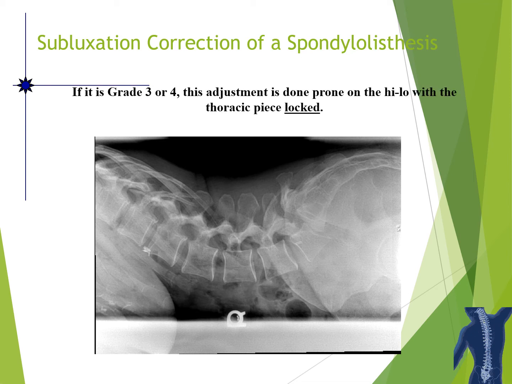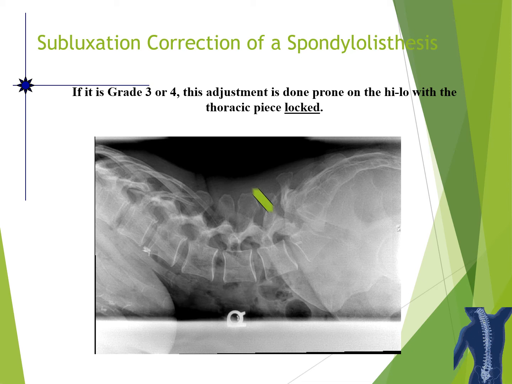This patient's adjusted differently. For the grade 3 and 4 spondylo, this patient is adjusted prone on the high-low table with the thoracic section or pelvis section locked. The reason we need that section locked is so we can protect the spondylo. What we'll do is put this patient prone on the high-low table. We'll crank up the pelvis piece so we make sure that it stabilizes the pelvis. It also brings the sacrum up a little bit for us so we can make a good contact. And we contact S2 tubercle and drive this sacrum P to A and S to I.